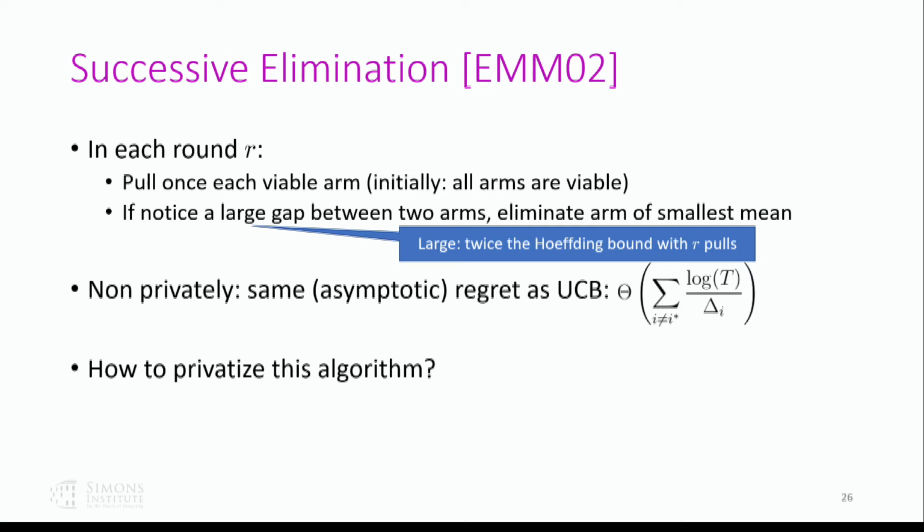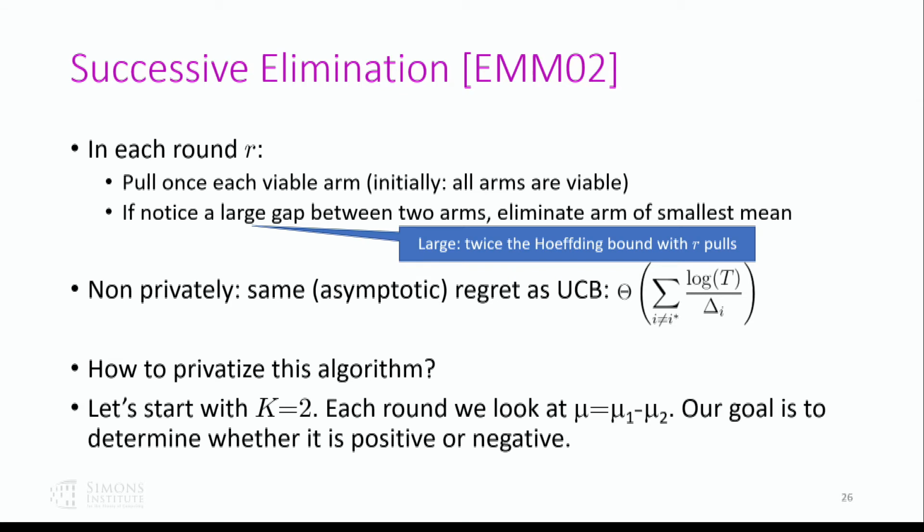Okay, so how do we make this algorithm private? Let's start with an easier case, a thought experiment. Suppose we only have two arms. If we only have two arms, I pull arm 1, I pull arm 2, I'm basically looking at the difference of the two arms. There is an expected difference, and I want to figure out if the expected difference is positive or negative. That's my goal for k equals 2.